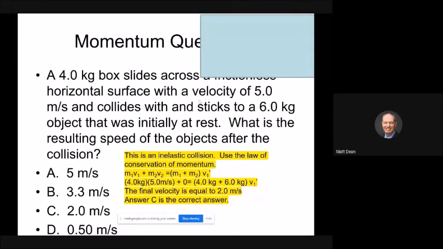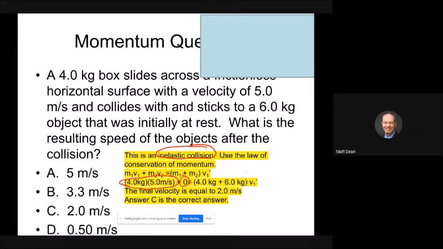Well, because these collide and stick together, this is an inelastic collision. So to work this problem, we're going to use the law of conservation of momentum. Momentum before equals momentum after. So here we calculated the momentum of the moving object before the collision, its mass times its velocity. The momentum of the second object was just 0 because it wasn't moving.